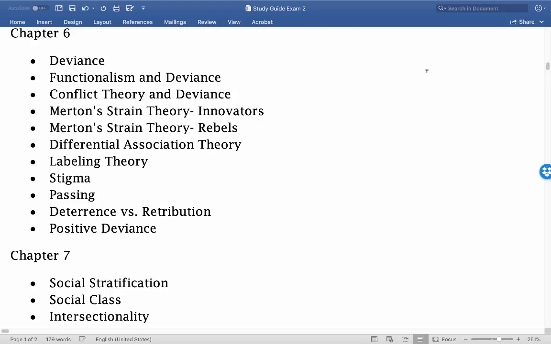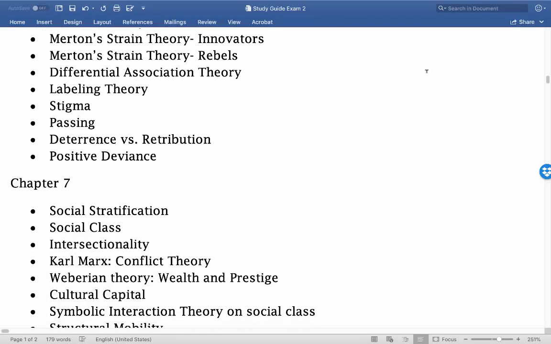Conflict theory looks at deviance very differently. They see it as the result of social conflict, and that people in power are able to marginalize and criminalize people that threaten their power, and that inequality is reproduced through the way that deviance is exercised in the culture.